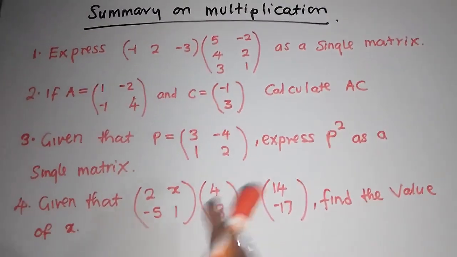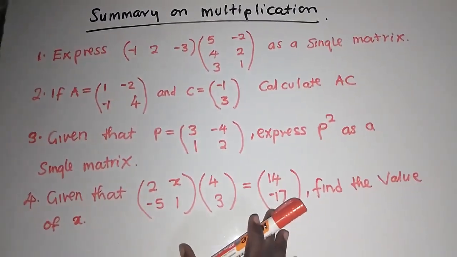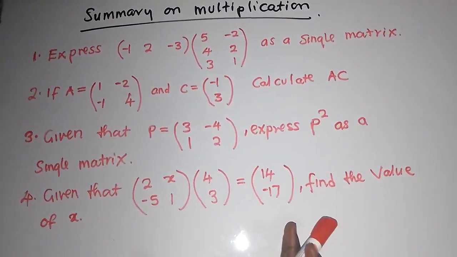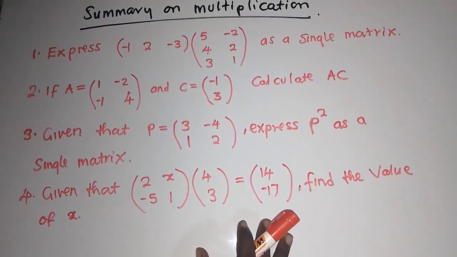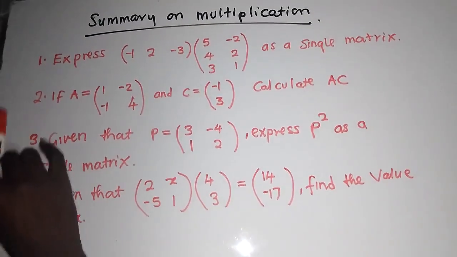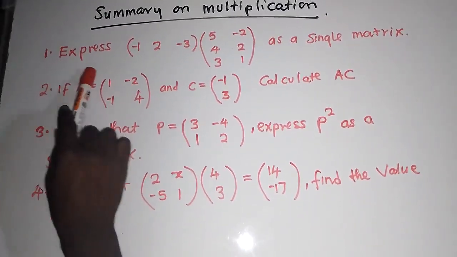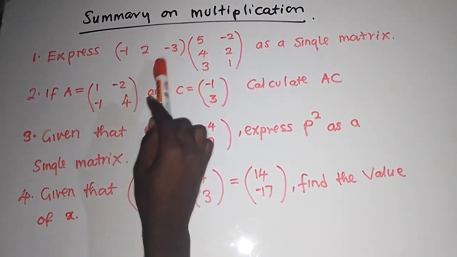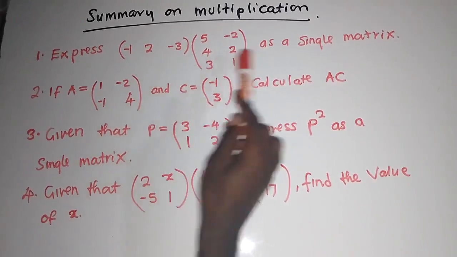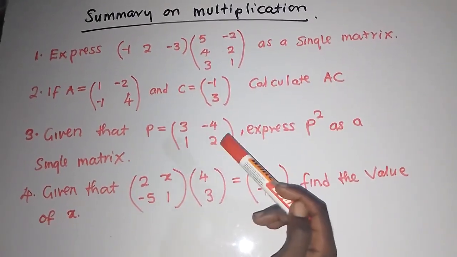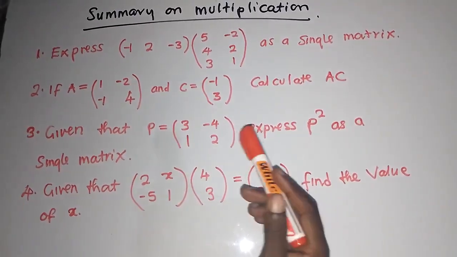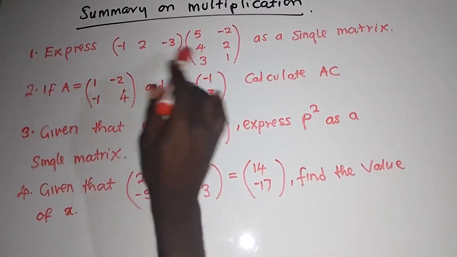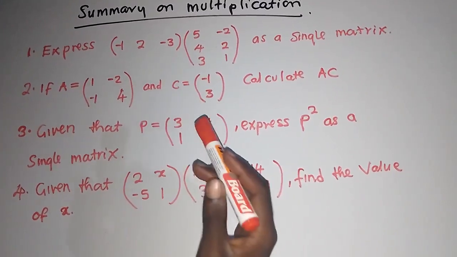So now let us look at these questions. These are questions that are coming from different past papers. So these are past paper questions. We've got the first question saying express -1, 2, 3. Then we've got express these two matrices as a single matrix. That is the first question. We are told to express these two as a single matrix.